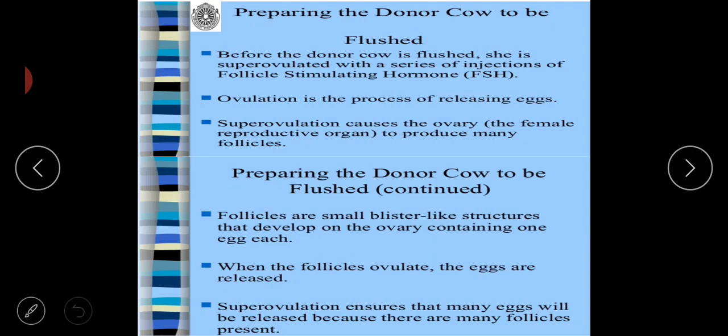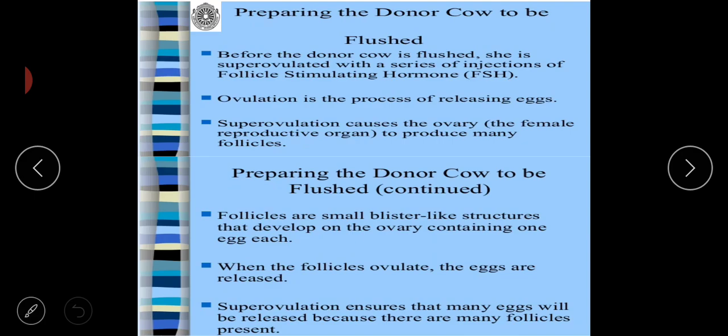Preparing the donor cow to be flushed. Before the donor cow is flushed, she is superovulated with a series of injections of FSH. Ovulation is the process of releasing eggs. So superovulation causes the ovary, that is the female reproductive organ, to produce many ova or follicles at a time.